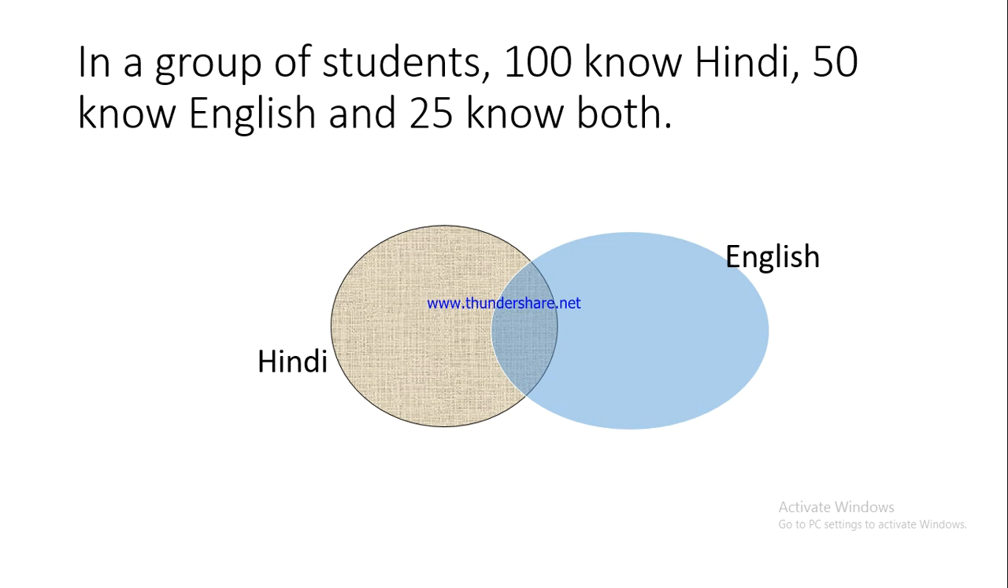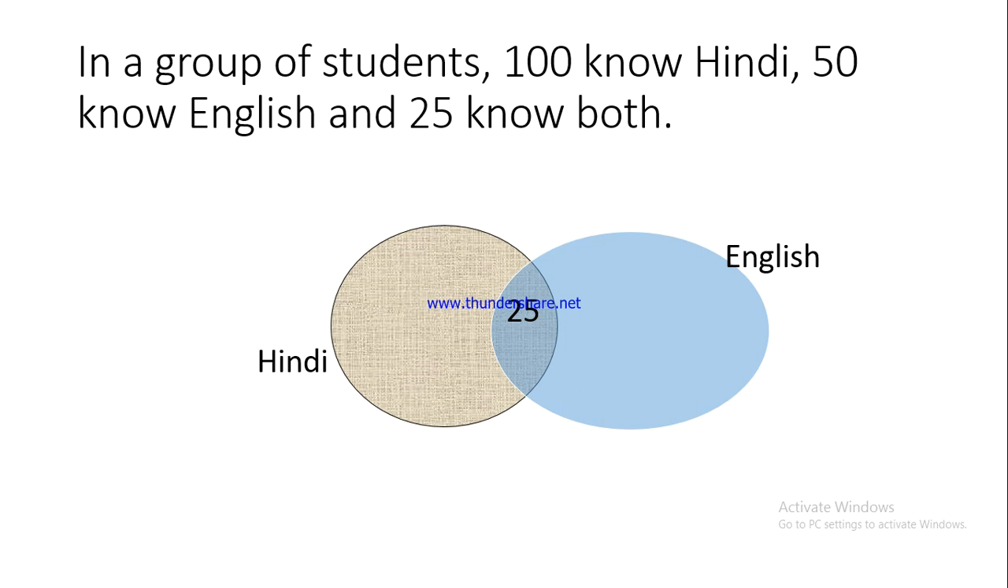Now we have drawn two circles, overlapping circles. The brownish one is denoting Hindi and the blue is denoting English, those students who know English, right? And we have also shown the overlap area. Now we can have a look at the question, and the question says that 25 know both. So there are 25 students who know both the languages. So I will put this value in the overlap area, and now this becomes 25, because these are the students who know both Hindi as well as English, and that is why this value will be occupying the overlapping area, right?